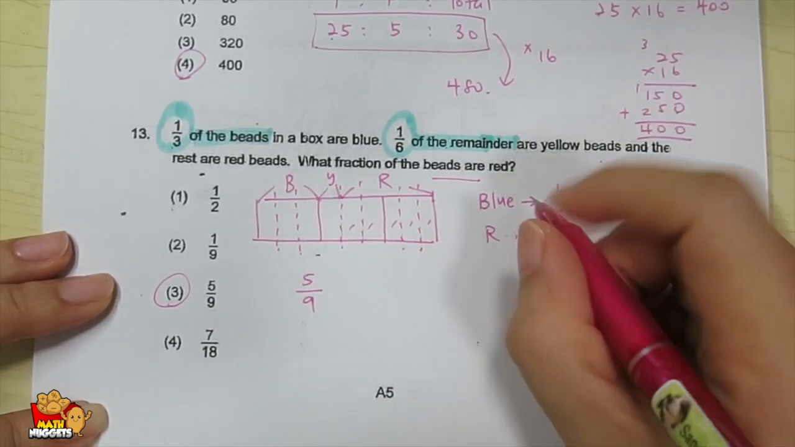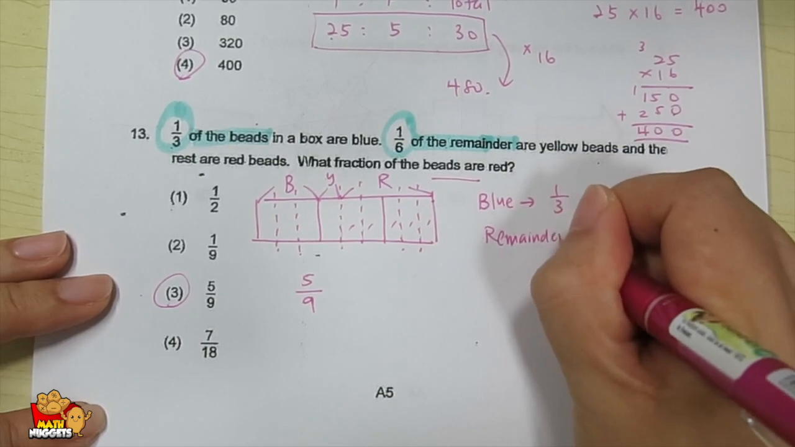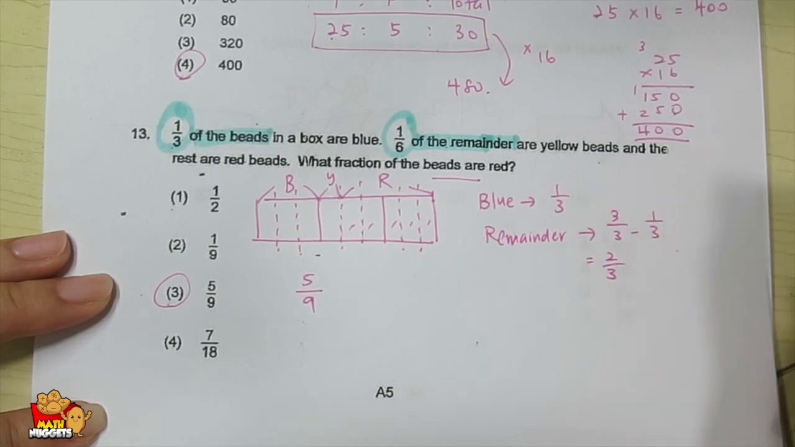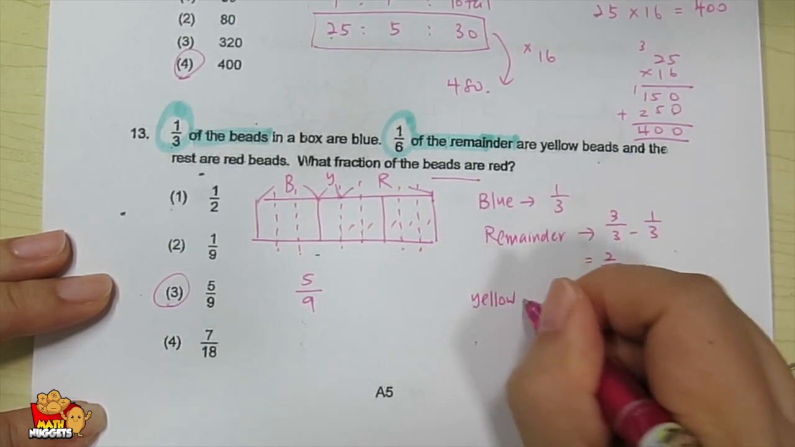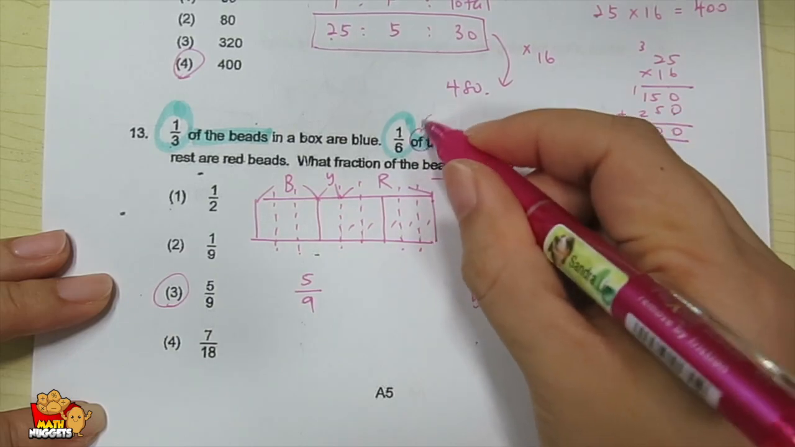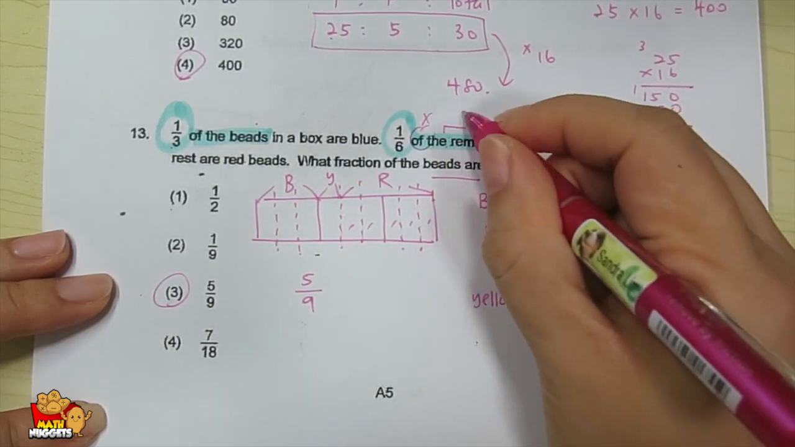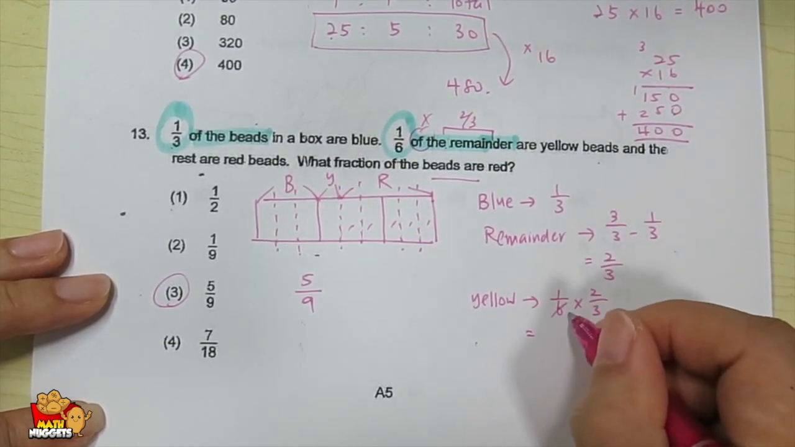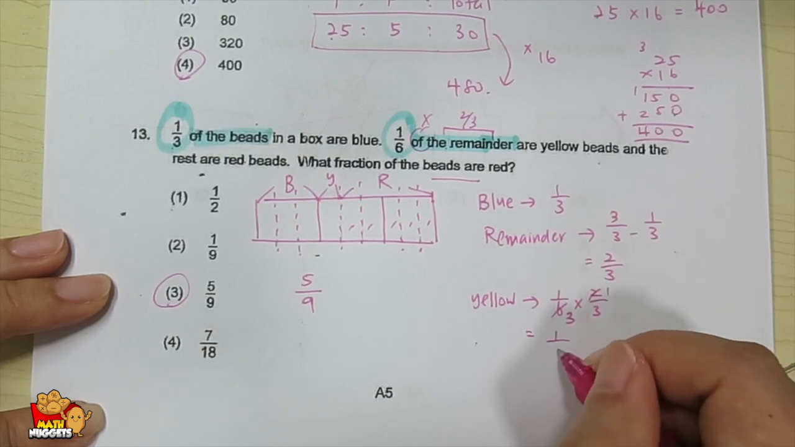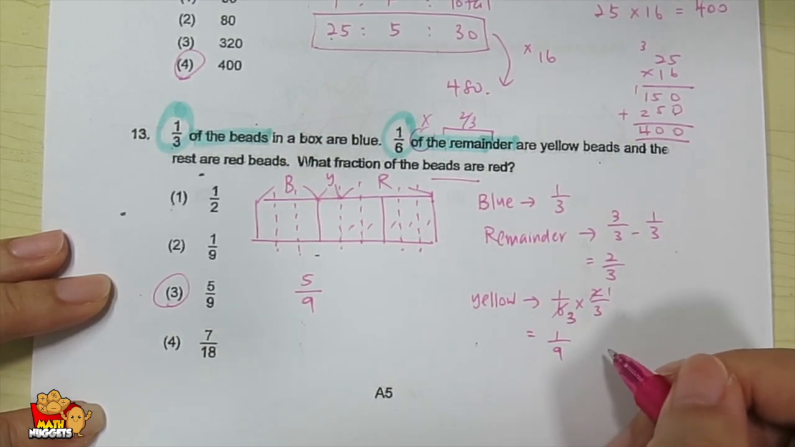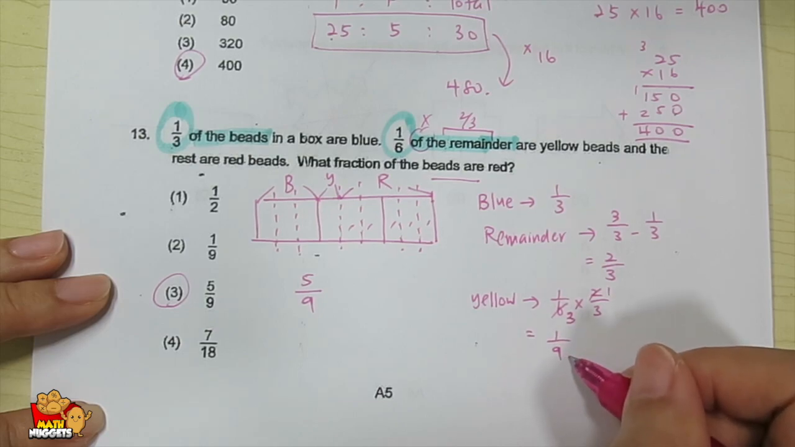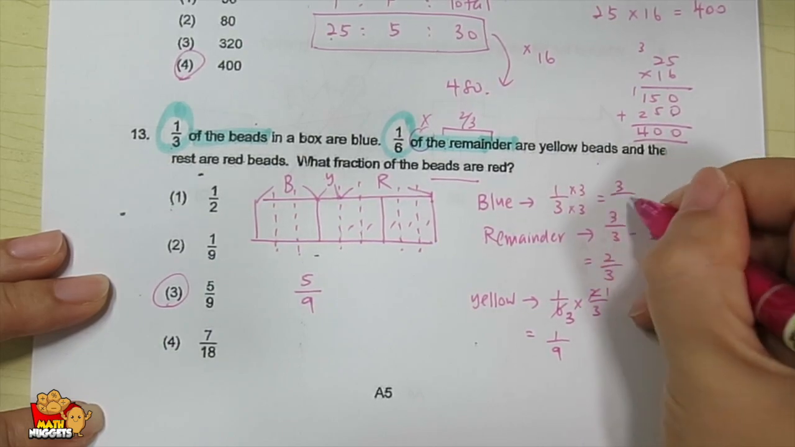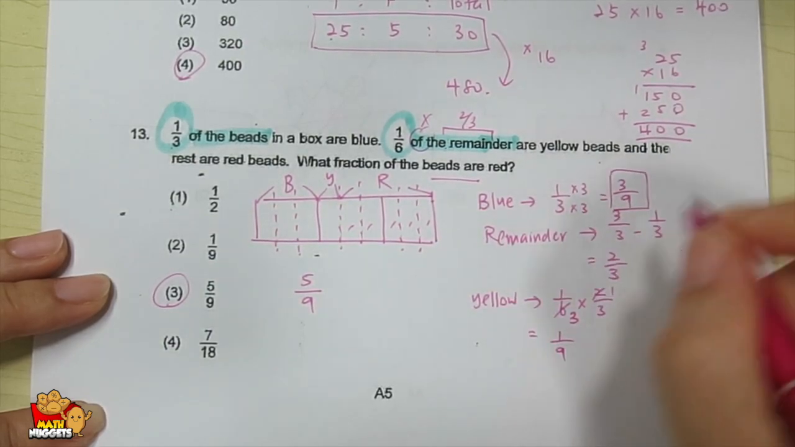Now it looks like it's red. Okay, so if blue is 1/3, the remainder will be 1 whole minus 1/3, which is 2/3. And in order to find the yellow, it says 1/6 of the remainder. My remainder is 2/3. So I'll take 1/6 times 2/3. 1 out of 9 to get my fraction of yellow. So now that my denominator has changed to 9, I will change this to 9 as well for the blue. So blue is 3 out of 9. Yellow is 1 out of 9.